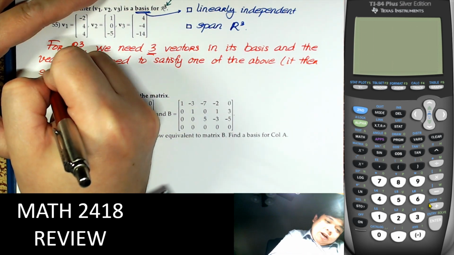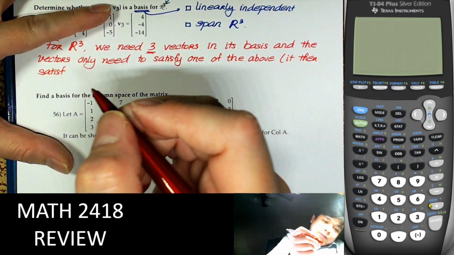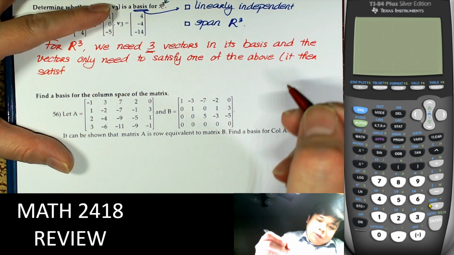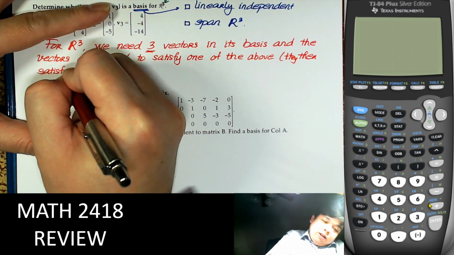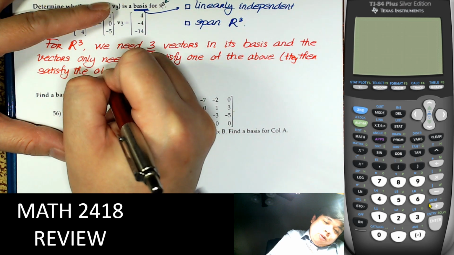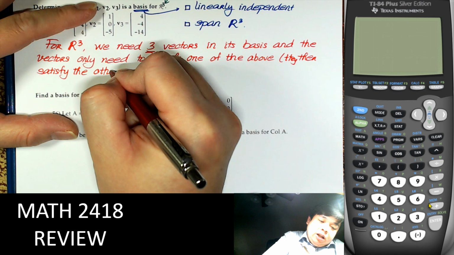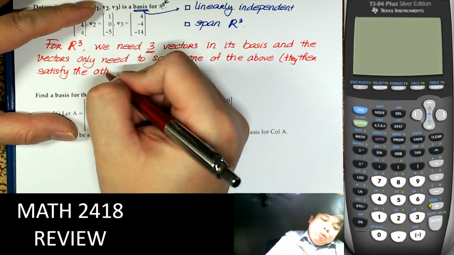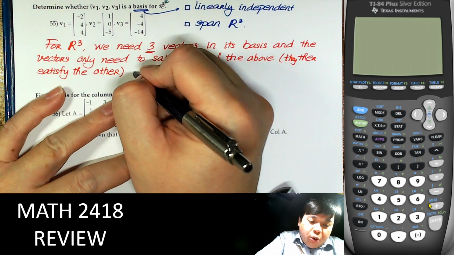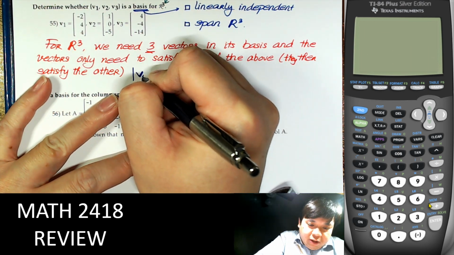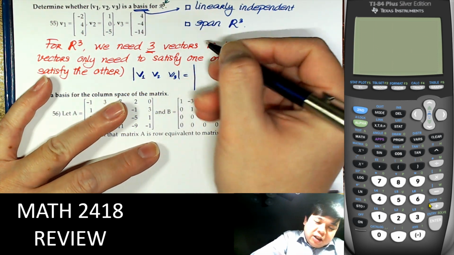Then it would satisfy the other. Right, that should be because they're three vectors, then they satisfy the other property. So we only have to check one of those properties, and the other will be good. If one of them is good, both of them will be good. Right. So we have the vectors here, so all we do is find the determinant of v1, v2, v3. We just stack all the vectors in columns.